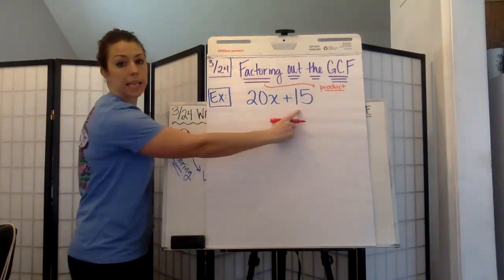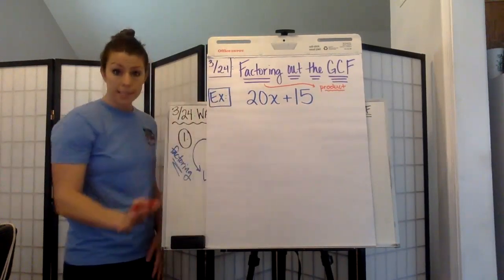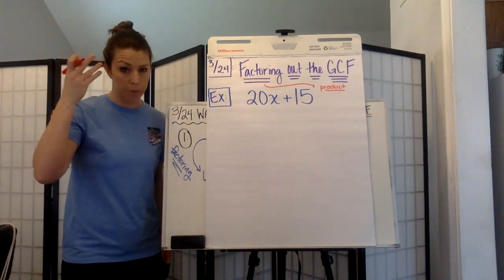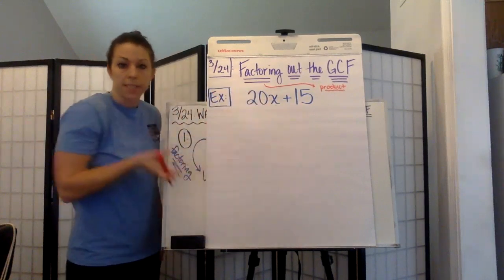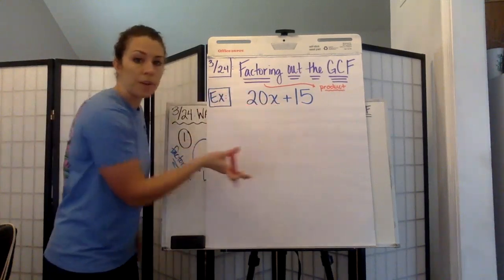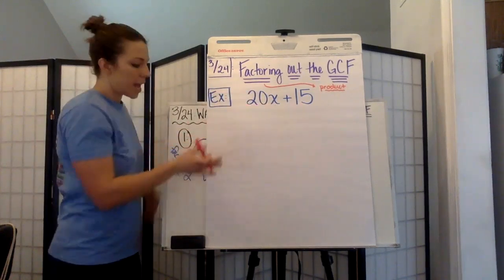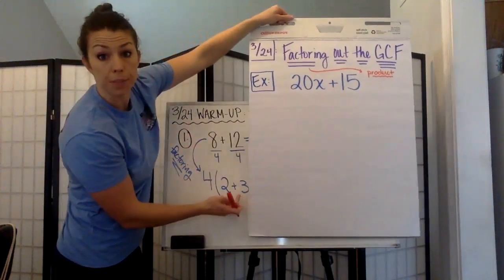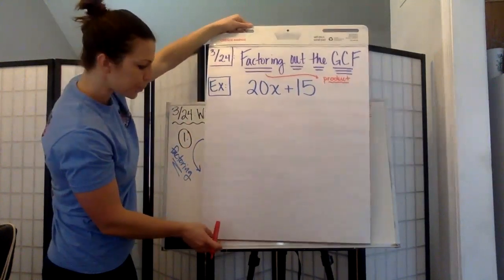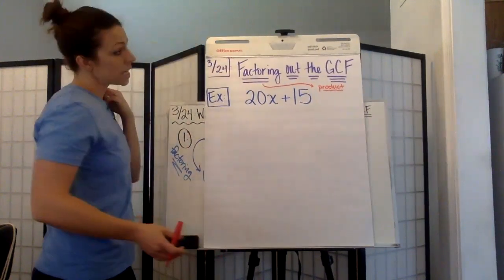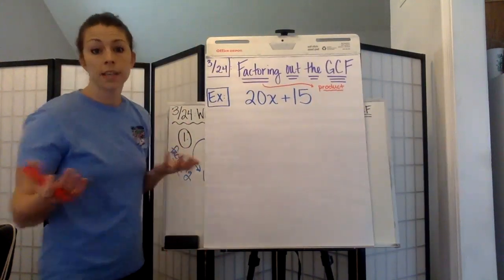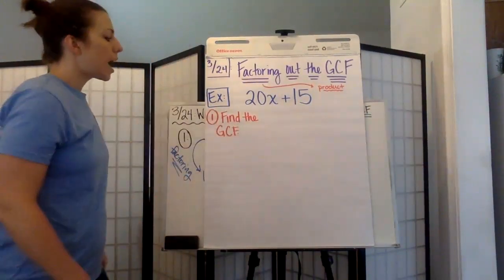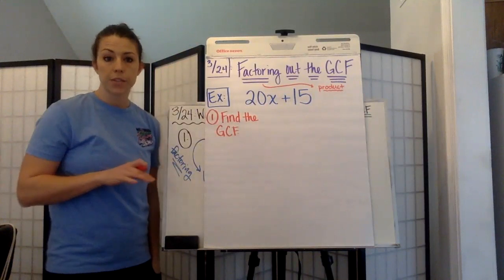This is currently a sum. We don't want a sum, we want an equivalent product. And you're gonna think about the distributive property here, like almost doing the opposite of distributing. We're gonna pull out a common factor, put that in front, and then what's left behind will be a group of some sort, just like our warm-up. Okay, so step 1 is we have to find the GCF. Find the GCF.